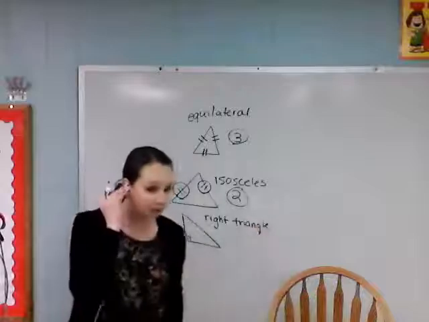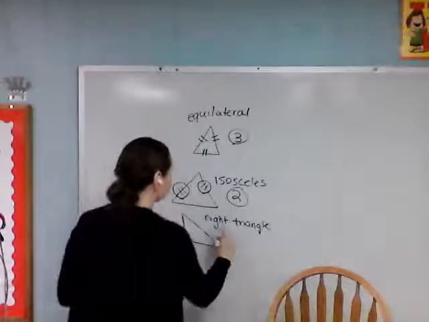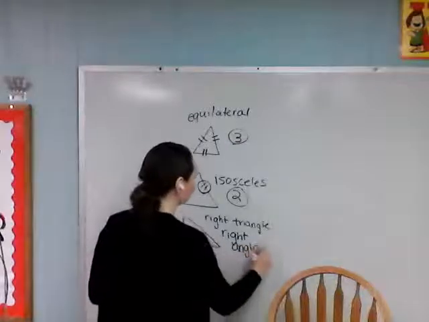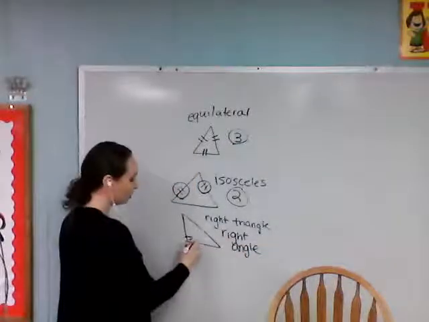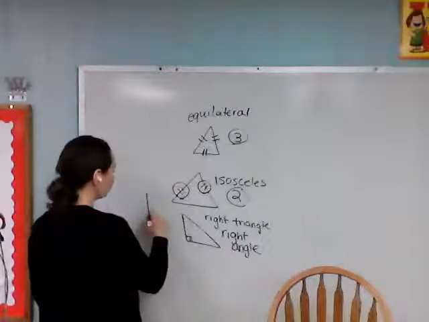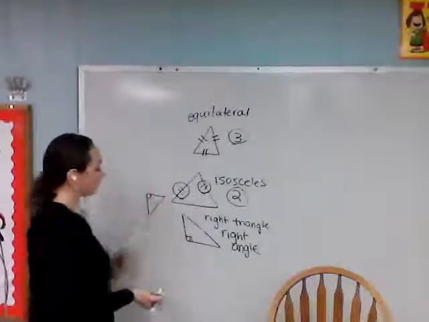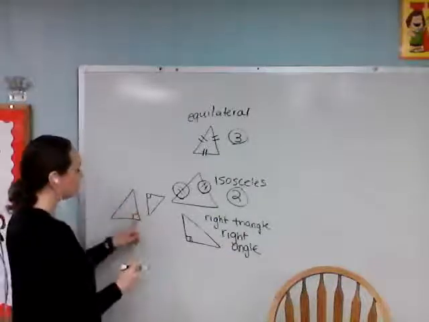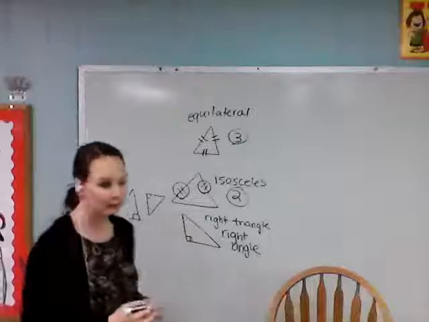Exactly, a right angle. It's a right triangle because it has a right angle. The way that we show it has a right angle is by this little box. It could be done this way, that's a right triangle. It could be done this way, that's a right triangle. As long as we have that little box, it's going to be a right triangle.